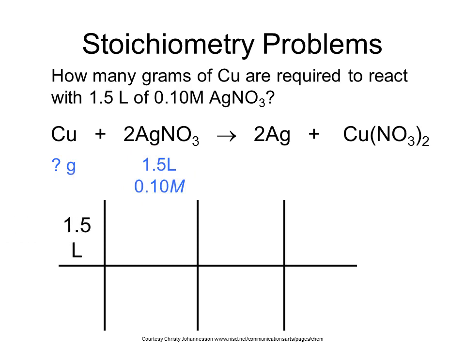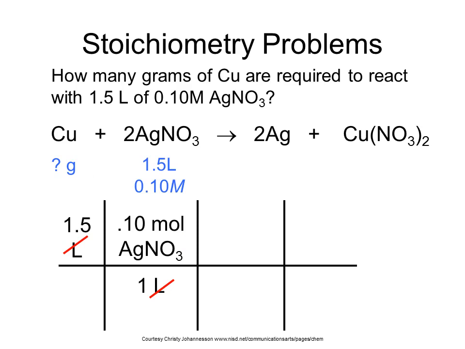We have 1.5 liters of this solution, and we know that 1 liter of this solution is 0.1 molar because it says here the concentration is 0.1 molar. Molarity is, recall, moles per liter. What happens to the unit liters? Well, it cancels like that. Now, if we stop now, we're at units of moles of silver nitrate, and we're trying to get to grams of copper, so we're not yet done.